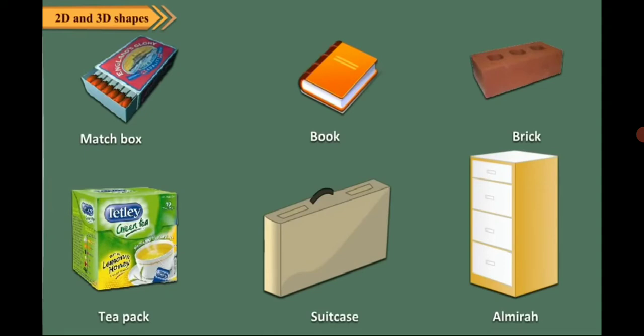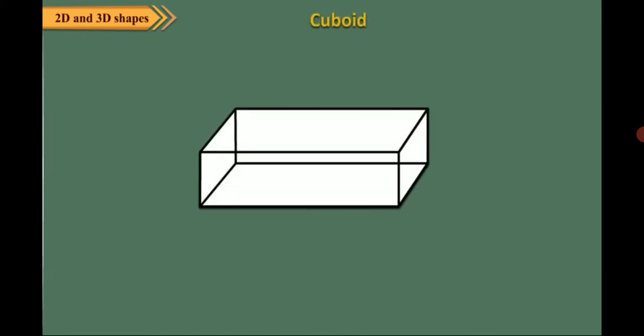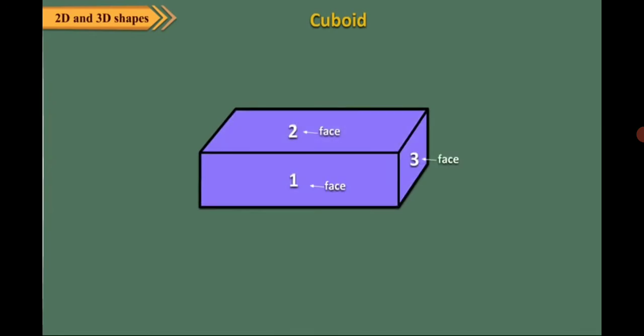Look at the shapes of the objects shown here. All these objects have a shape of a cuboid. A cuboid has 12 edges. The points where three edges meet is called a vertex. A cuboid has 8 vertices, 6 faces. In the given figure, 3 faces are visible and 3 are hidden.